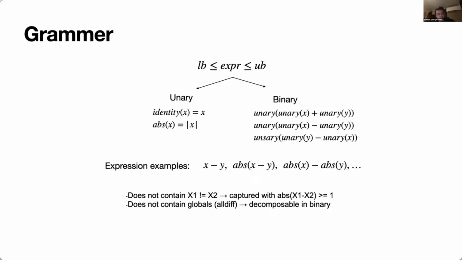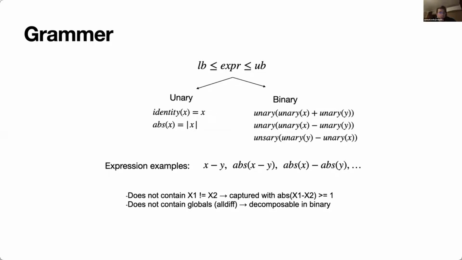Now, this is a very limited set, but it already captures a lot of powerful constraints. And obviously, you could extend it with a modulo 2 or power in the future, and it would just work the same. So the type of expressions we can learn is x minus y, absolute value of x minus absolute value of y if there were negative values involved.